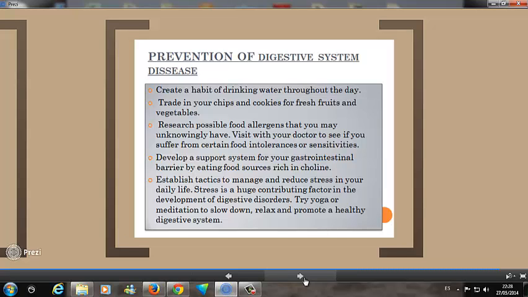Develop a support system for your gastrointestinal barrier by eating food sources rich in choline. Establish tactics to manage and reduce stress in your daily life. Stress is a high contributing factor in the development of digestive disorders. Try yoga or meditation to slow down, relax, and promote a healthy digestive system.